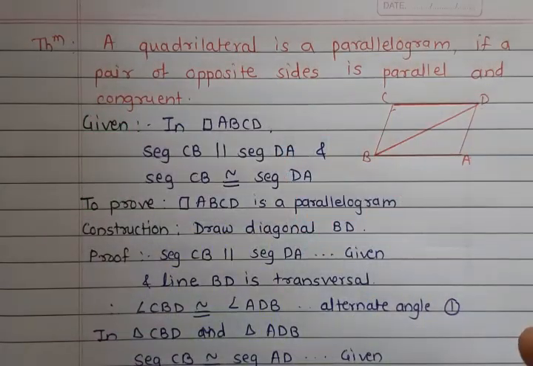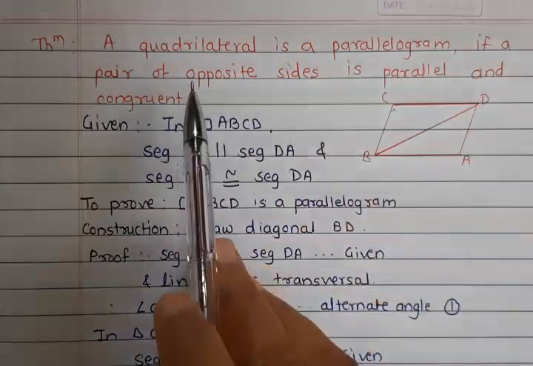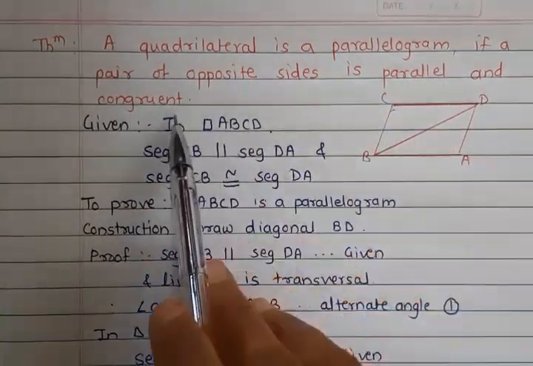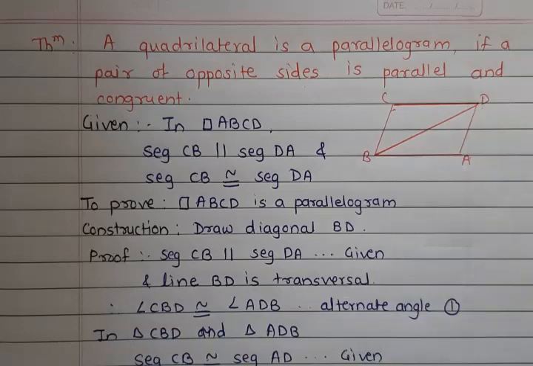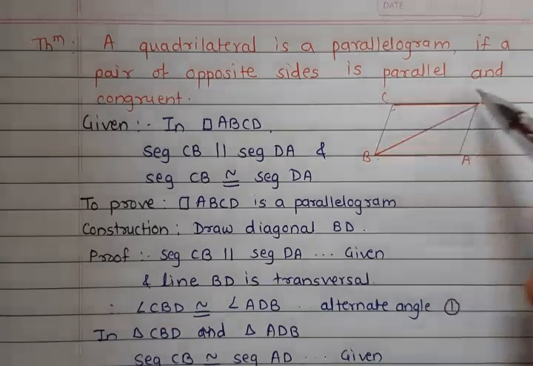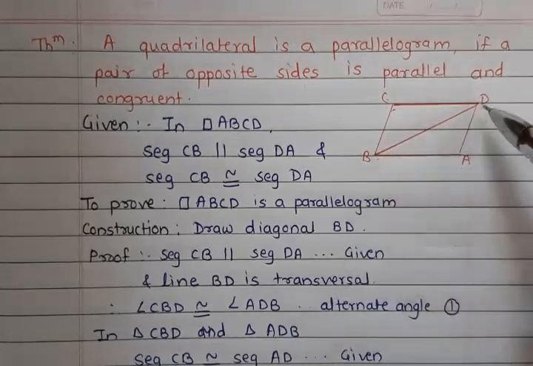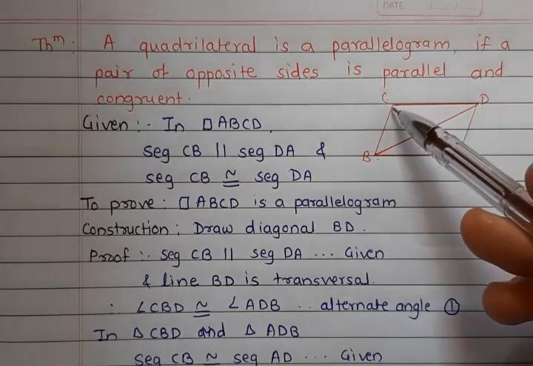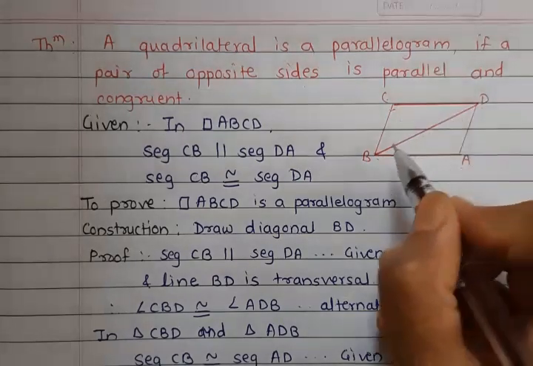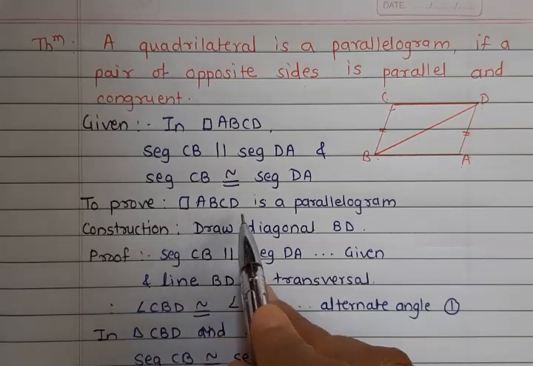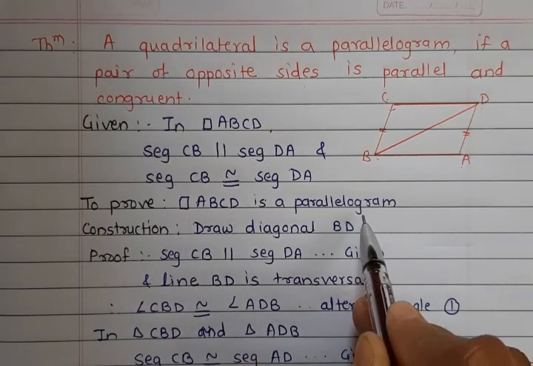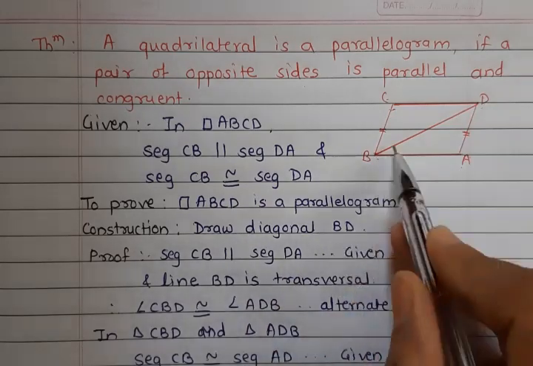Now we will discuss one more theorem which is useful as a test for a parallelogram. A quadrilateral is a parallelogram if a pair of opposite sides is parallel and congruent. Here quadrilateral ABCD is given, in which segment CB is parallel to segment DA as well as CB is congruent to DA. We have to prove that quadrilateral ABCD is a parallelogram. To prove that we have to do one construction: we draw the diagonal BD.